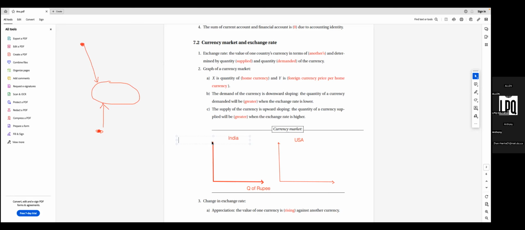So just remember this: you use the foreign currency. Because you are in India, the foreign currency is USD. So you label the vertical axis by USD price of rupee.